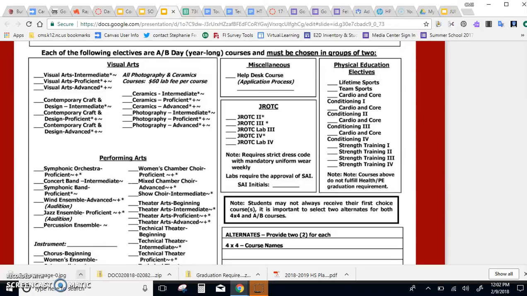Next, let's look at a couple of miscellaneous courses. Help Desk course is held in the Media Center with Ms. Bucci. Please see Mrs. Bucci in the Media Center for the required application as well as information about the course.